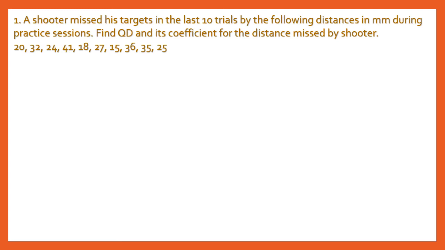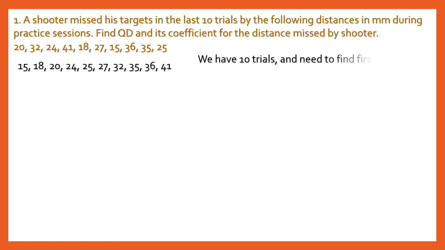We have to arrange these observations in ascending order because we are calculating the quartiles. And in the calculation of quartiles, we always need to arrange them into ascending order. Then only we can find the values. So ascending order is 15, 18, 20, 24, 25, 27, 32, 35, 36 and 41. Now we know that he has tried 10 times, so 10 observations are there, and we need the first and the third quartiles using the raw data method. I hope you do remember the third chapter. If not, just go back to that and start revising it.